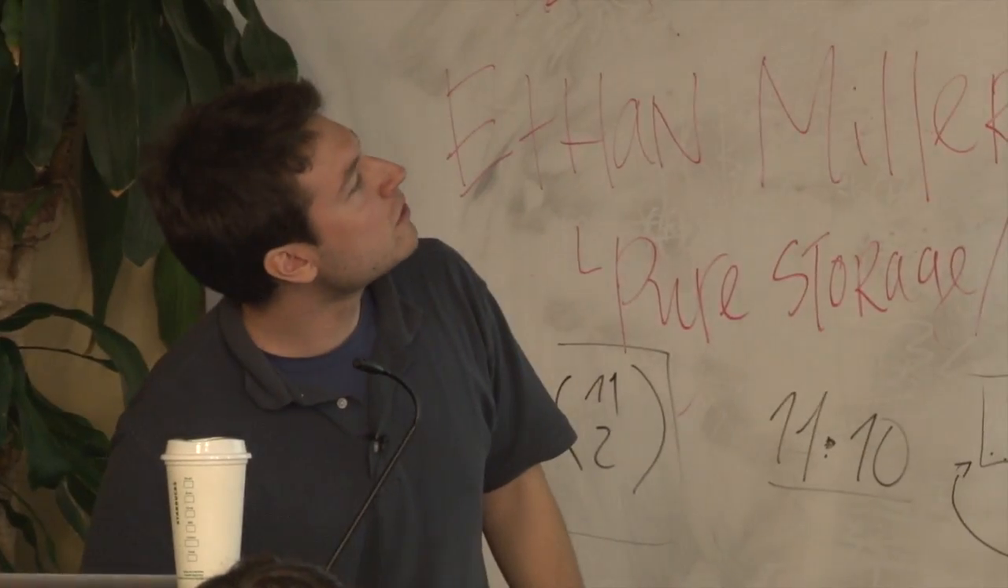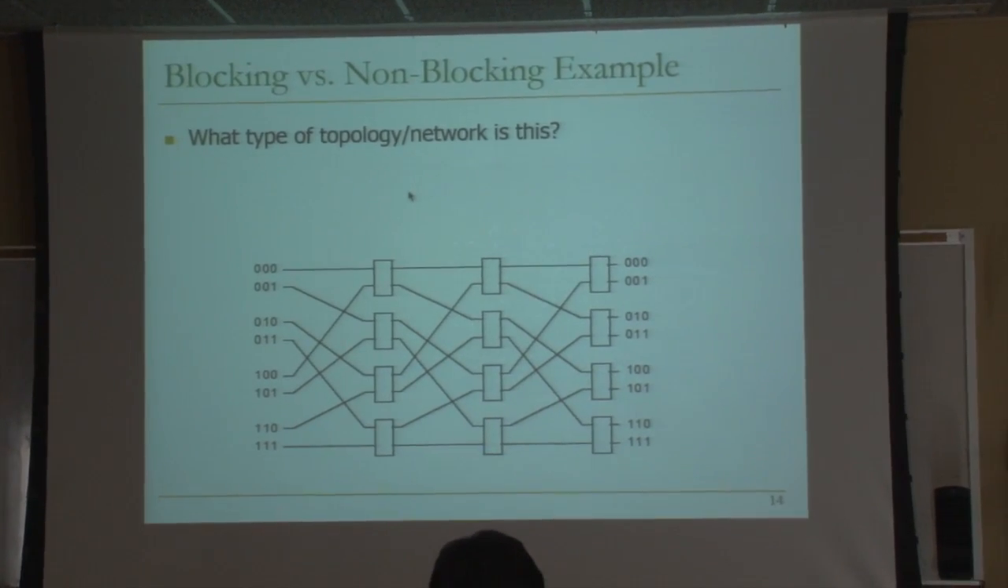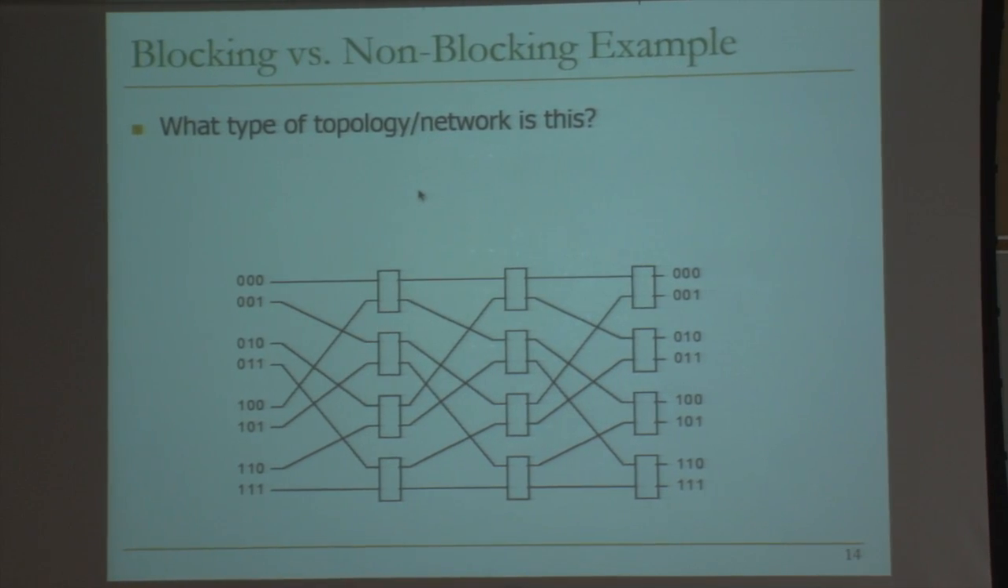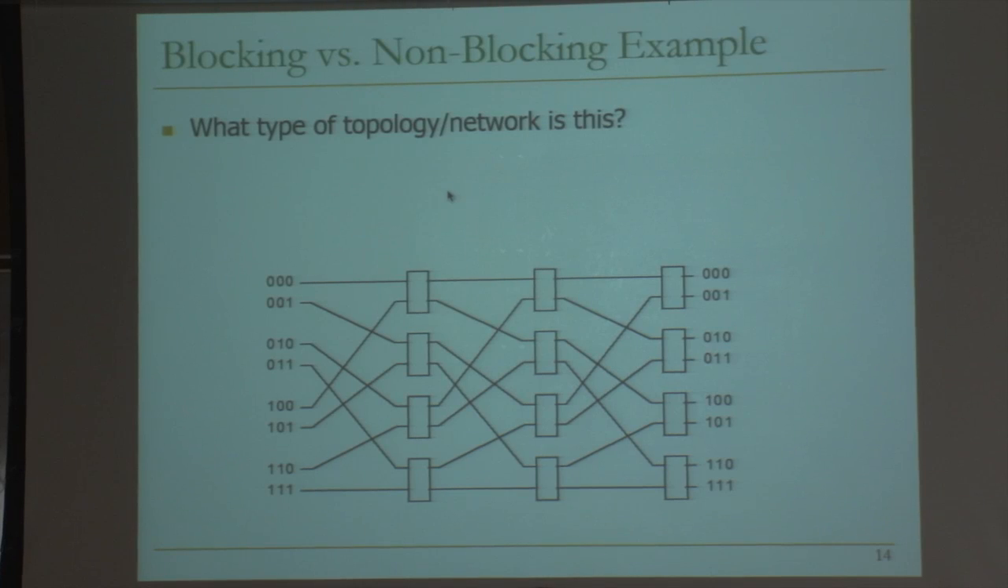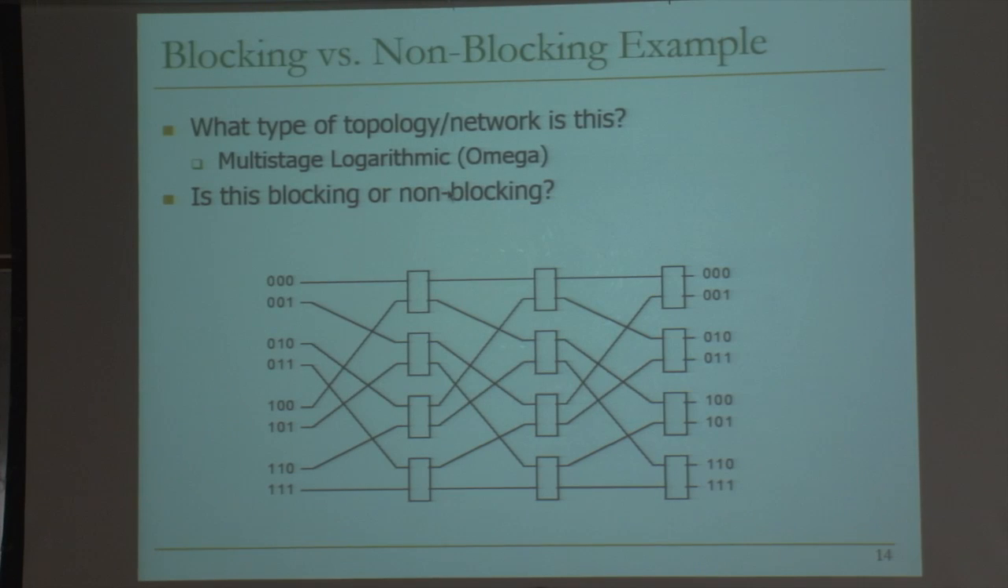Let's look at an example. So first of all, do you recognize what type of topology this is? Close. What's the general family of those topologies? So the general family is the multi-stage logarithmic topologies, and delta is one example. And actually, I didn't expect you to find the specific one, but this happens to be an omega one. And can anyone guess if this is blocking or non-blocking? So usually, you try to find some permutation, some counterexample. And if you find a counterexample, then it's blocking. Otherwise, it's probably not.